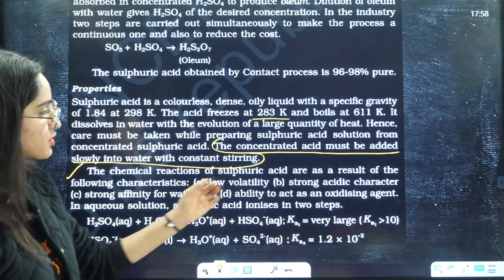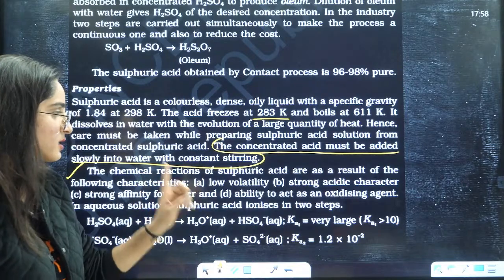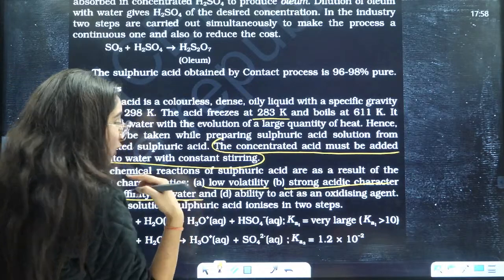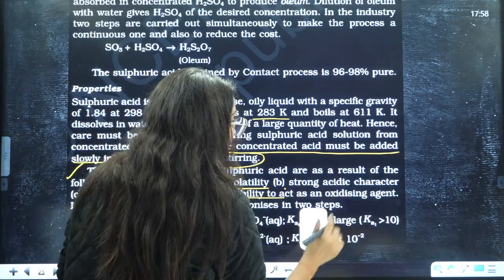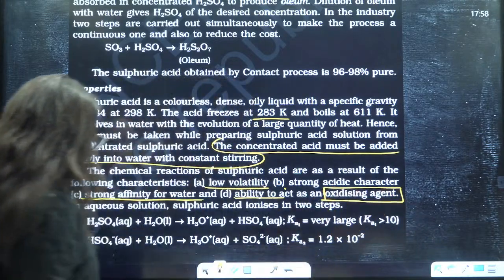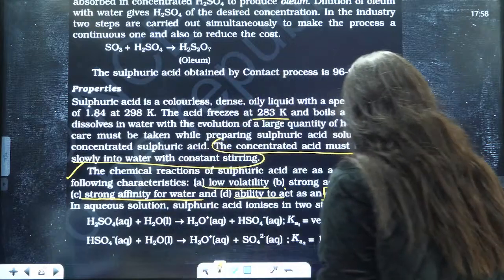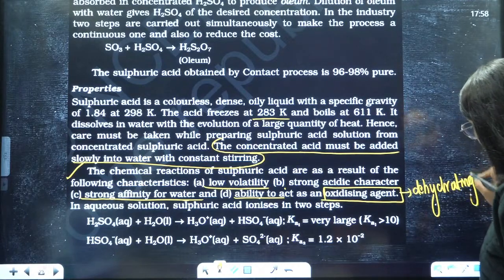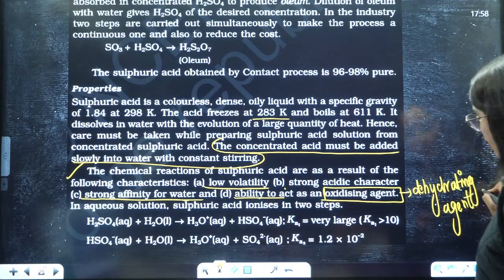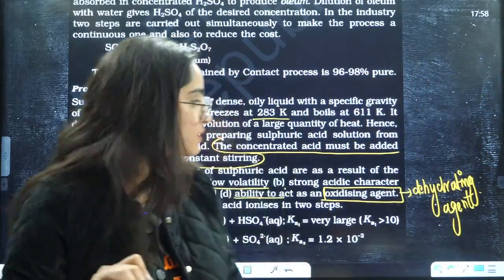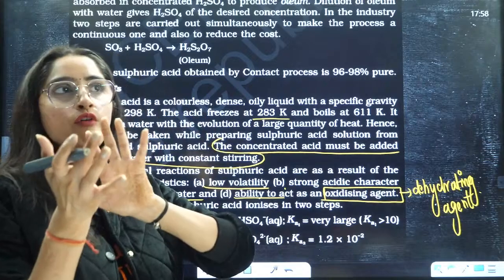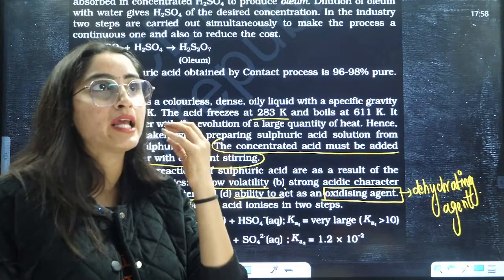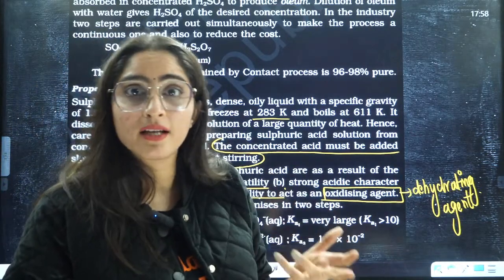So the chemical reactions of sulfuric acid are a result of the following characteristics. First is low volatility, strong acidic character, strong affinity for water, ability to act as an oxidizing agent, very, very important, right? There is also one more thing that you can write here. It is a very good dehydrating agent as well. And this property has been used in organic chemistry, right? That is how the link of organic and inorganic chemistry is. Inorganic is actually a base. We learn about reagents, we learn about catalysts, right?